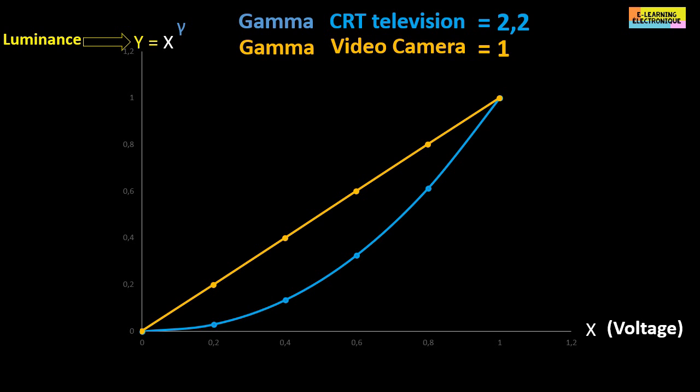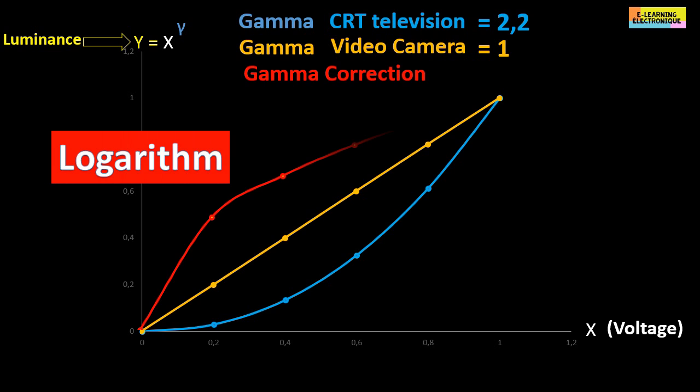So to correct this technical problem and avoid increasing the manufacturing cost of CRT televisions by adding electronic components of compensation, it was chosen to make the correction by acting on the video signal by adding a certain value to it. This value is called the gamma correction. It gives the following curve.